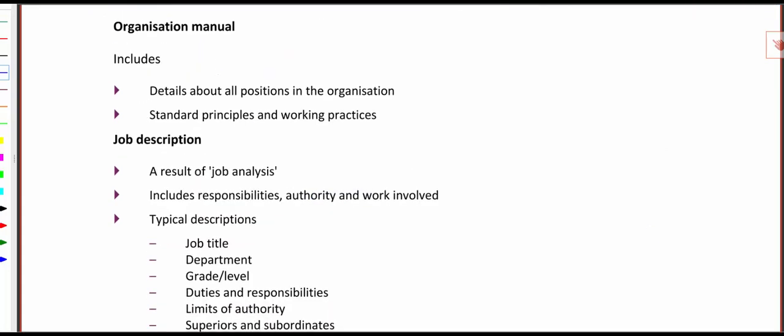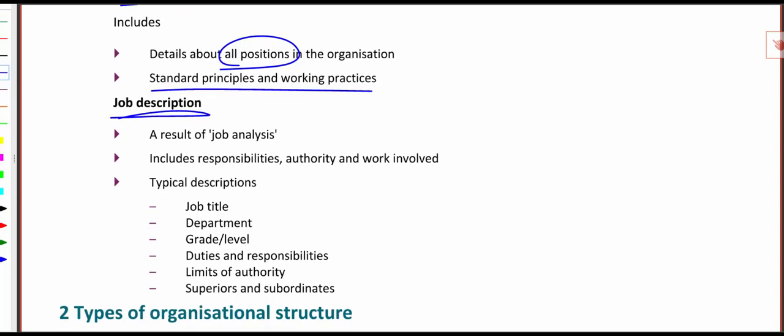Second option then for communicating that structure would be an organisation manual, so a bit less common perhaps. I'm sure you've all seen an organisation chart, and in fact when we come on to look at job description, I'm sure you've all seen one of those. What is included then in an organisational manual? Well, this time we've got a bit more detail, in fact a lot more detail. So there'll be information about all the different positions, so not just a visual guide, but a bit more detail, and then also outlining standard principles and working practices. So think about your employee handbook. That will outline lots of principles that your employer adopts.